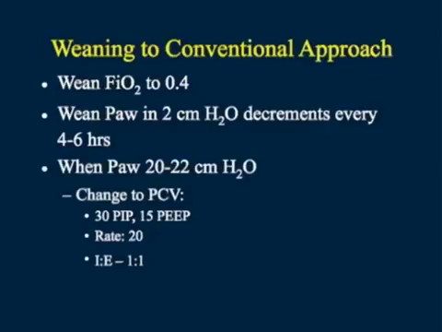We go to pressure control ventilation with an FiO2 of 0.4, with an inspiratory pressure of 30 and a PEEP of 15, having a driving pressure then of 15 as well, and a 1-to-1 I/E ratio, and a rate of 20. That would be our first transition. These patients are transitioned from the oscillator to conventional ventilation with these settings.